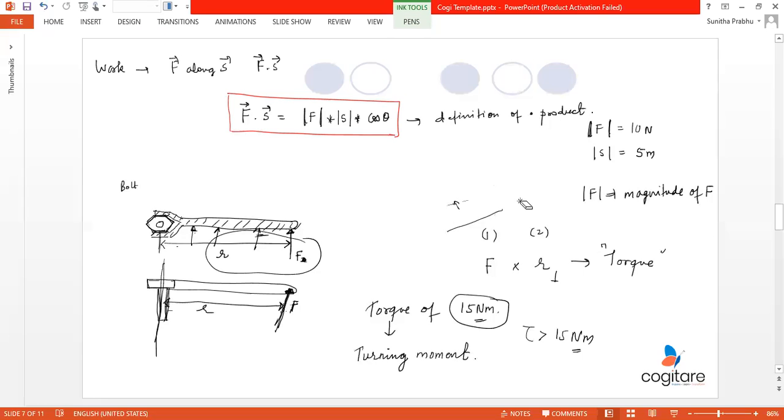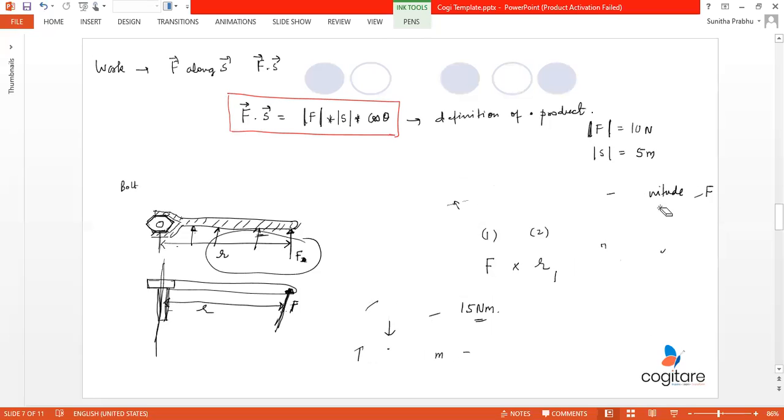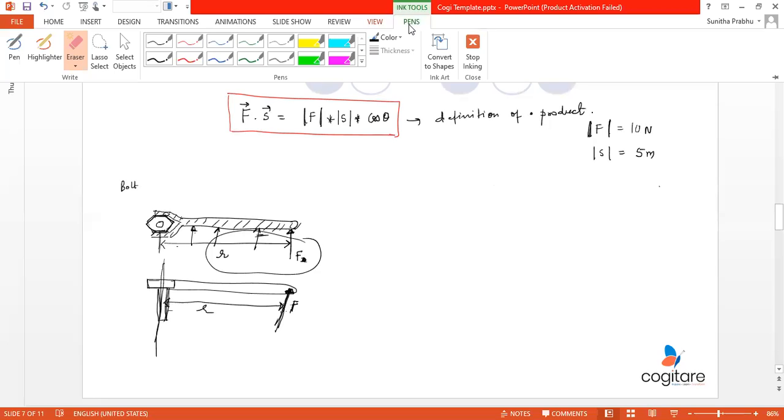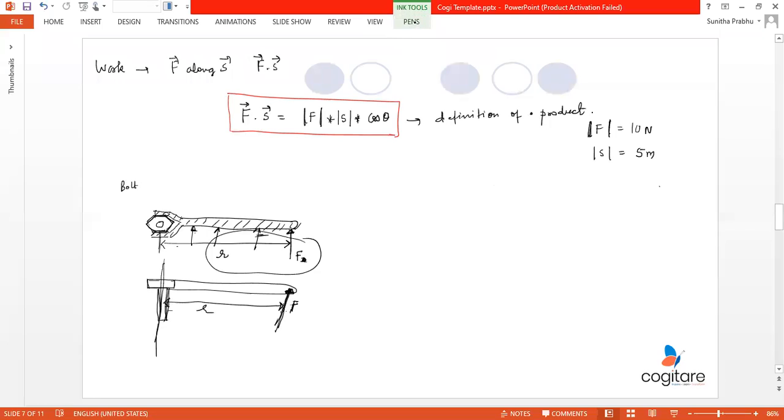All right. So now I want to ask a question. If this F and r are perpendicular to each other, just like F and s were in line with each other for the work case. In the case of work, in the case of torque, now we are talking about two things, two physical attributes.